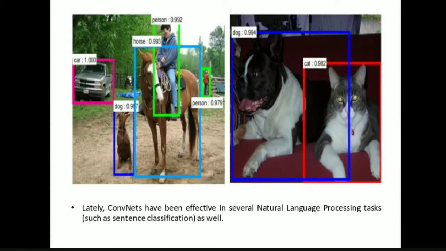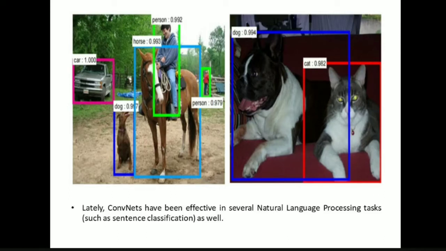Here the convolutional neural network is going to identify what objects are present in the given image: car, person, dog, horse, person. And in the right side image we have a dog and a cat. So the convolutional neural networks are not just giving the caption, they are also able to identify the objects in the given image.